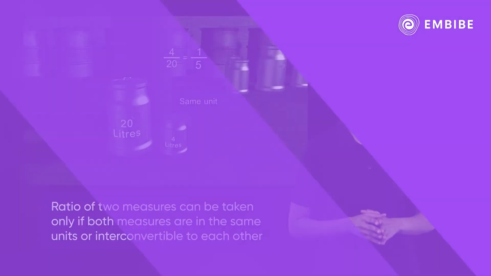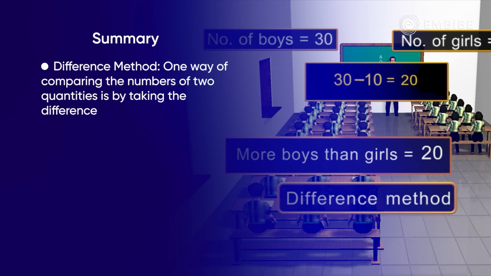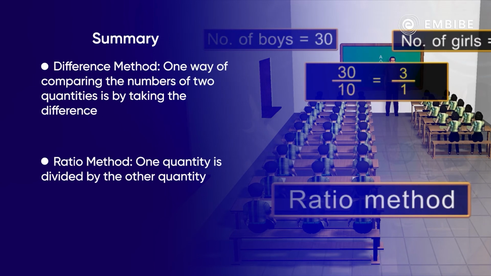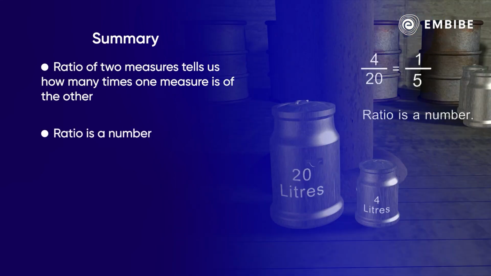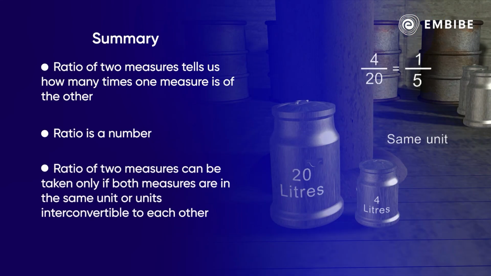The ratio of two measures can be taken only if both measures are in the same units. To summarize, in this session, we have learned that one way of comparing the numbers of two quantities is by taking the difference. We may call it the difference method. The second method of comparing the numbers of two quantities is called the ratio method. In this, one quantity must be divided by the other quantity. The ratio of two measures tells us how many times one measure is of the other. A ratio is a number and the ratio of two measures can be taken only if both measures are in the same unit.